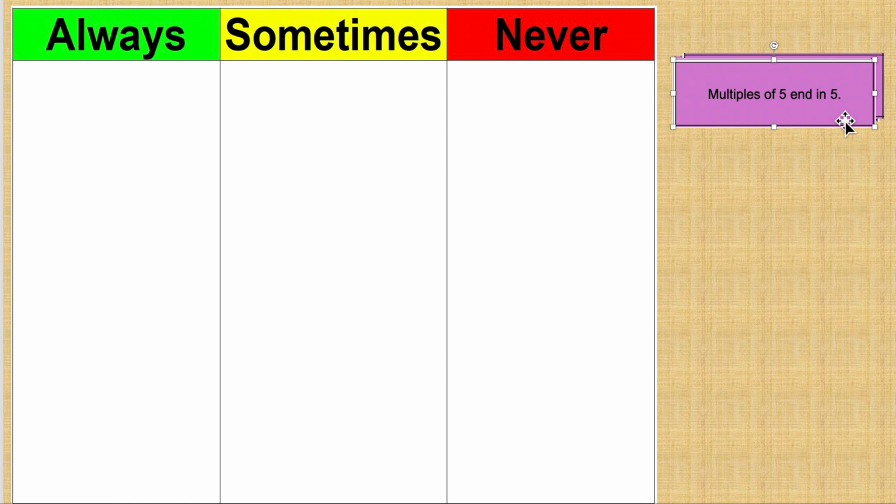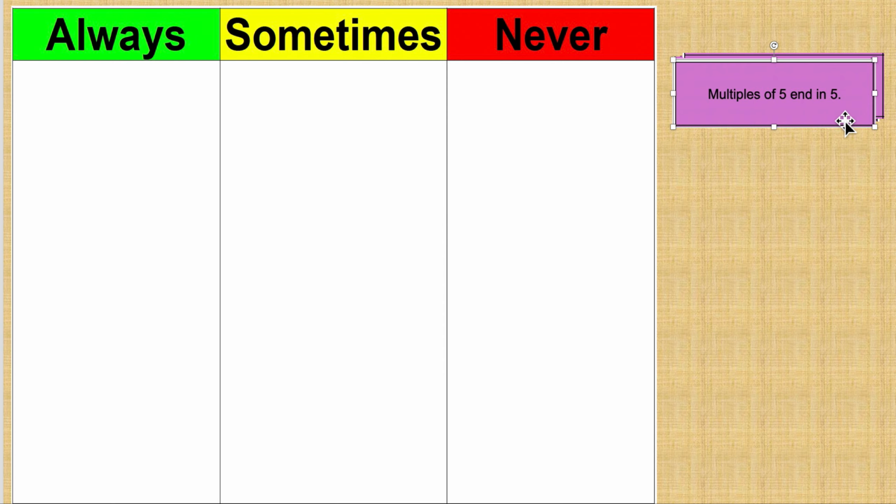My first card here says multiples of 5 end in 5. With any kind of always, sometimes, never true activity, what you really want is for students to be thinking about all the counterexamples of that statement, which is how it's getting to those higher or deeper levels of thinking that we want them to have.